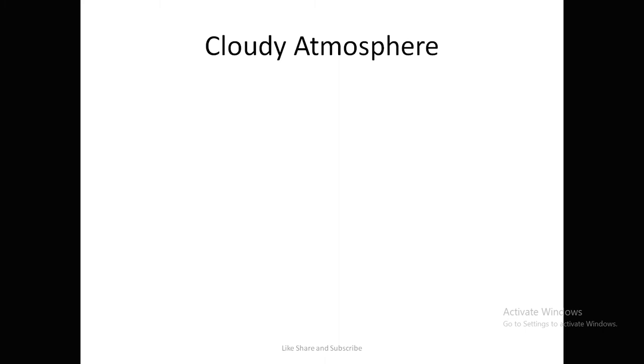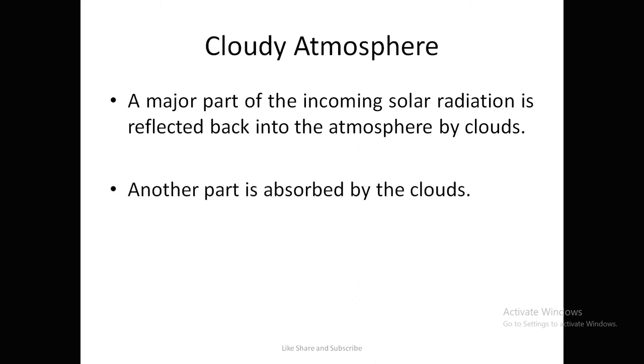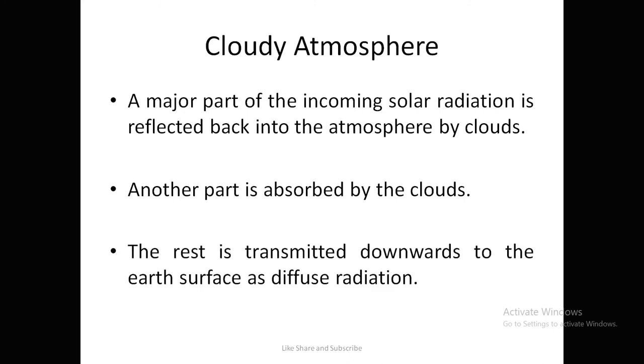Now, cloudy atmosphere. If it is cloudy, what exactly happens? A major part of incoming solar radiation is reflected back into the atmosphere by clouds. Another part is absorbed by the clouds, obviously. And the rest is transmitted downwards to the Earth's surface as diffuse radiation. If there is a cloud, the sun won't be visible. That means most of the sun's radiation has been sent back, some has been absorbed by the clouds, and some has been transmitted towards the Earth.